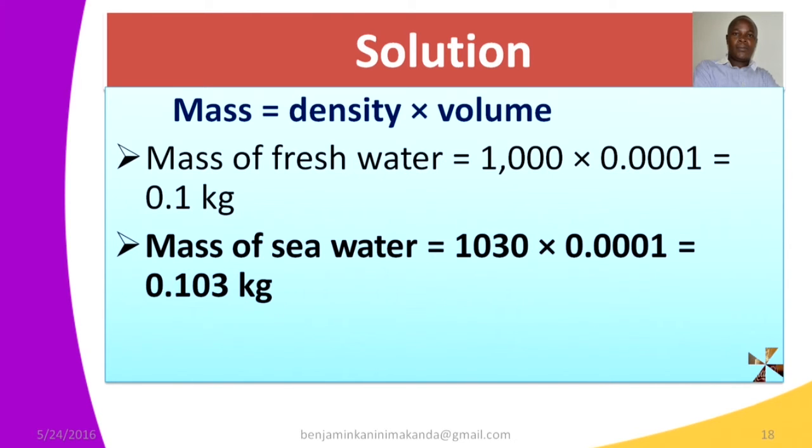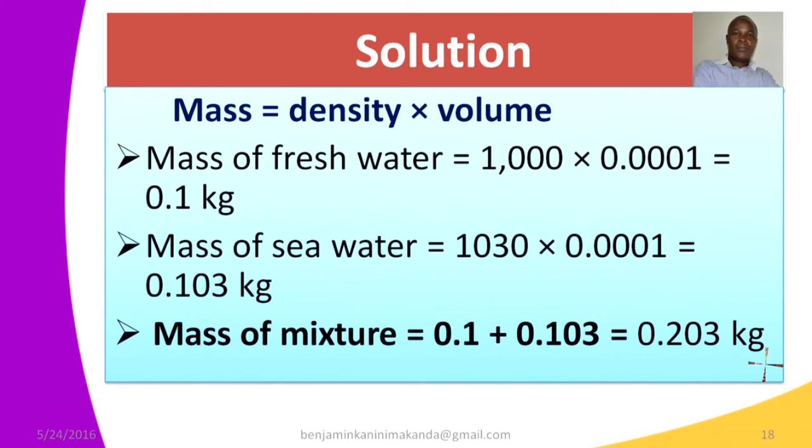What's the essence of calculating the mass of fresh water and that of the seawater? The point is simple, so that we are able to calculate the mass of the mixture. So we'll take the mass of fresh water, add the mass of the seawater. So mass of the mixture is equal to 0.1, which is the mass of fresh water, plus 0.103, which is the mass of seawater, and we have a total of 0.203 kilograms. That one becomes the mass of the mixture.